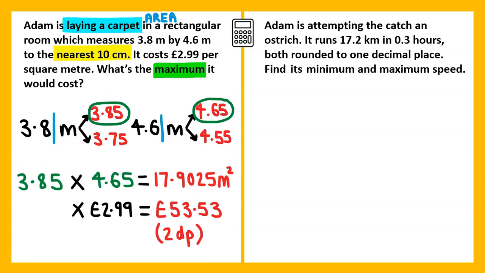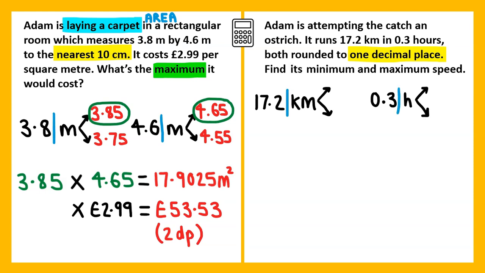Adam is attempting to catch an ostrich. It runs 17.2 kilometers in 0.3 hours, both rounded to 1 decimal place. Find its minimum and maximum speed. Rounded to 1 decimal place, my rounding line will go after the first decimal place, 0.2 and 0.3. My upper bound would be 17.25 kilometers, and my lower bound would be 17.15 kilometers.